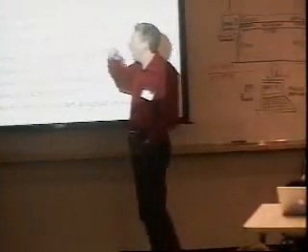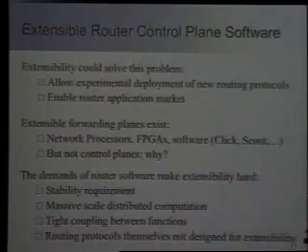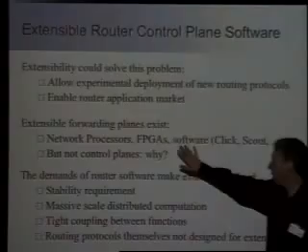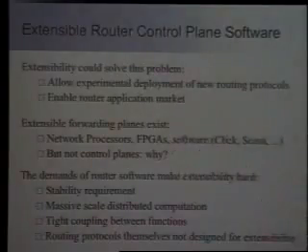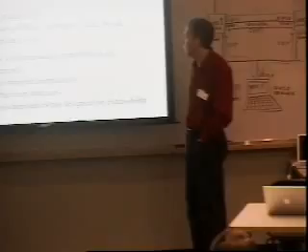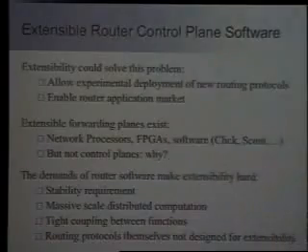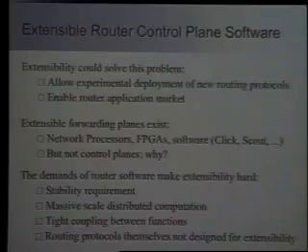If you look at what's available, really, there are extensible forwarding paths that exist. Intel and a bunch of others put a lot of work into network processors. There's FPGA-based forwarding paths. There's a bunch of software stuff, Click from MIT, Scout, and so forth. But really very little work on trying to design extensible control planes has happened.